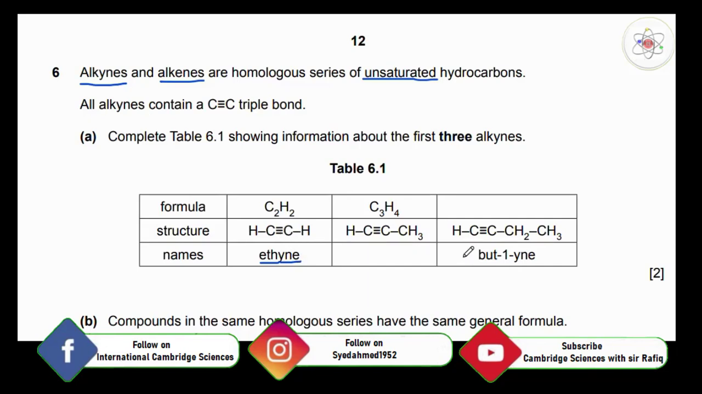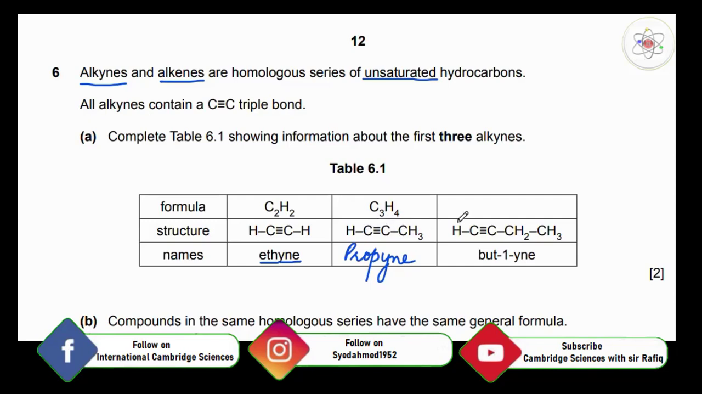So what name can be given to this alkyne? It has 3 carbon atoms. So for 3 carbon atoms we use prop, and as there is a triple covalent bond, we will write propyne or prop-1-yne, because there is the triple bond between the first and second carbon atoms, right?